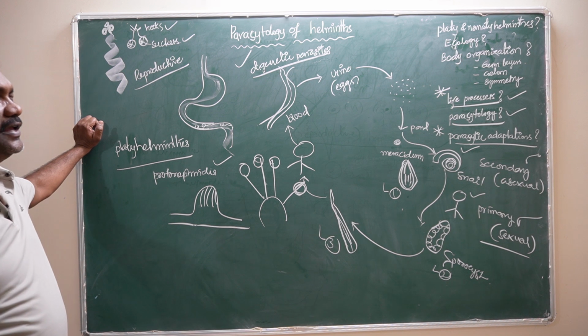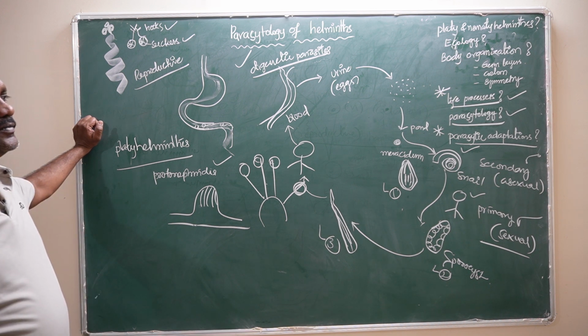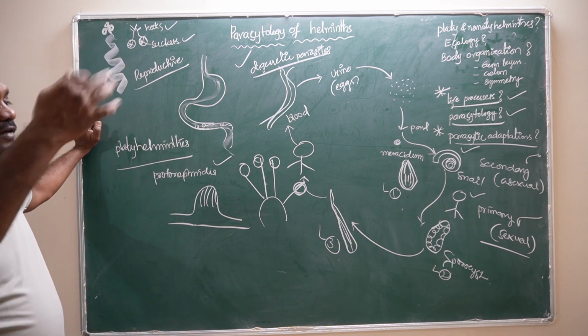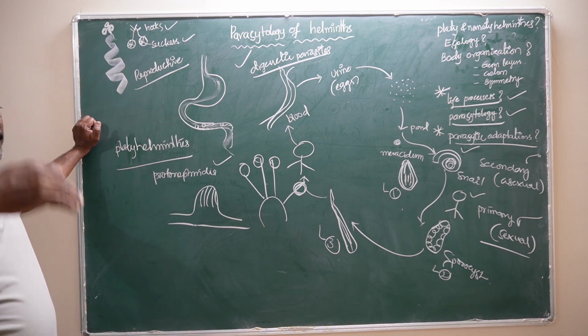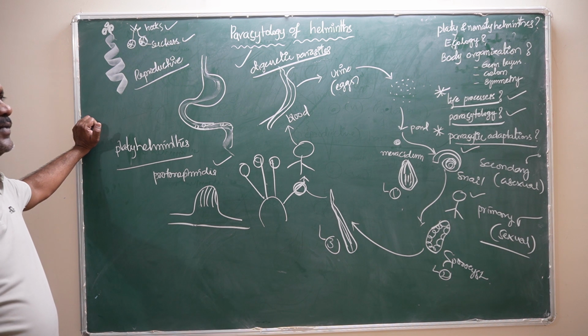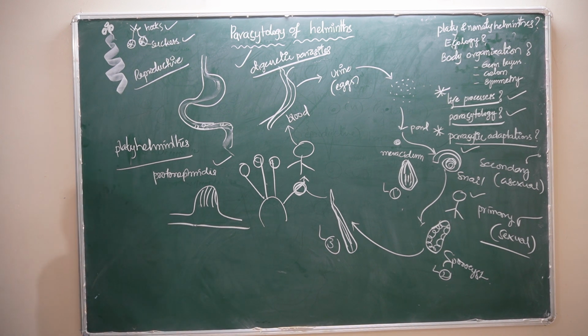The life cycle is very complicated to tolerate the harsh conditions. They develop different types of larvae. Sometimes they develop a cyst around the eggs to tolerate the harsh conditions. That's why many helminthic adaptations are found in these organisms.